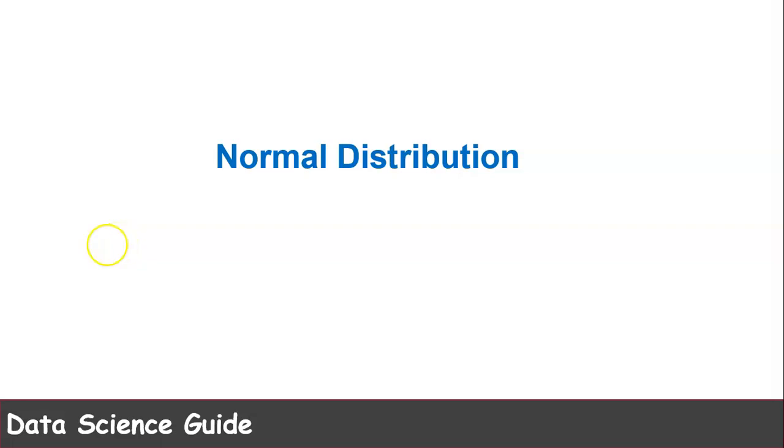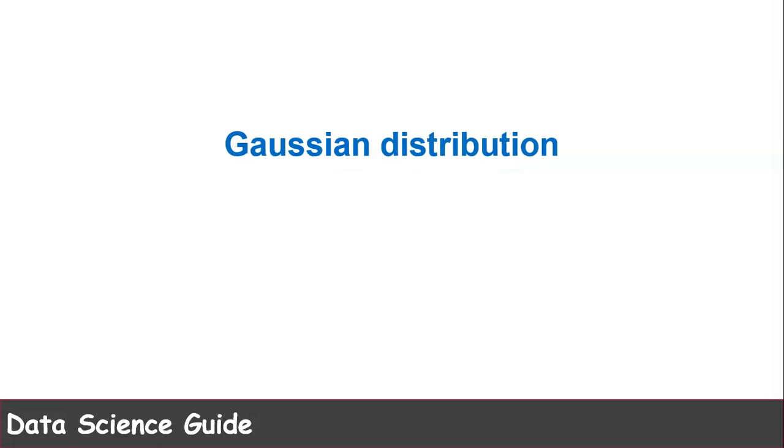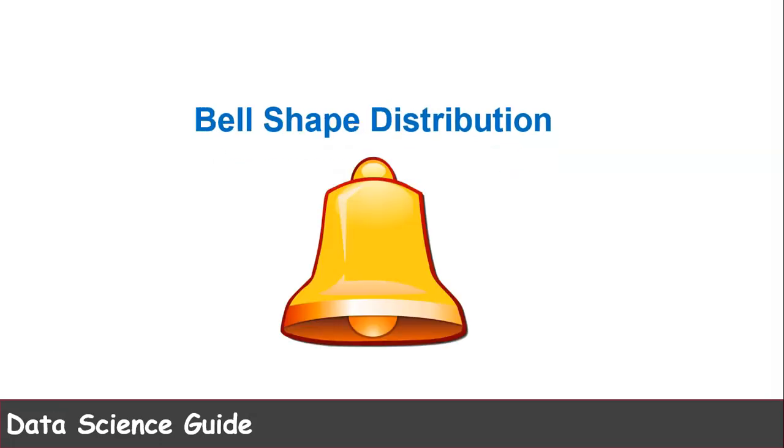Welcome back everyone. In this tutorial we are going to study normal distribution. This lecture could be the most important lecture in this course because all the next lectures are mainly dependent on normal distribution. Gaussian distribution is another name for normal distribution, and there is another name also which is bell-shaped distribution, because when the data are perfectly normally distributed, you will see the shape of a bell.